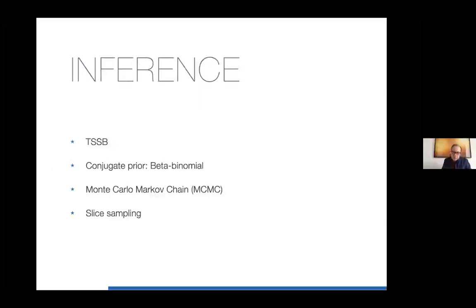We use the beta binomial distribution, exactly as I described earlier. We use Markov chain Monte Carlo, MCMC, to sample. It's a bit of slice sampling, etc. So these are concerned with the actual model. This is the sampling in order to infer the posterior.